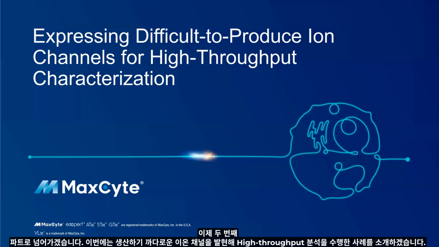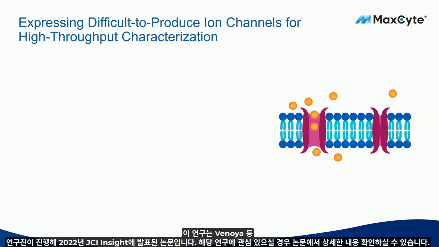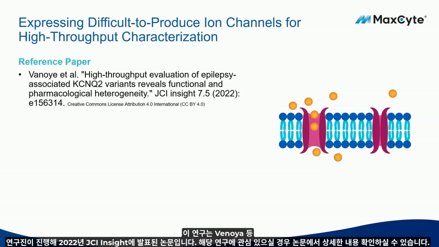All right, and we've arrived at the second part, which is a case study showing you expressing difficult to produce ion channels for high throughput characterization. This reference paper is from Vanoye et al., and they published this in JCI Insight in 2022. So if you'd like to read more in depth, some of you might be more experts in this field than I am. Please take a read.